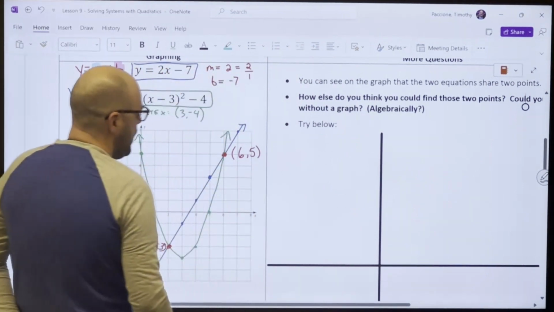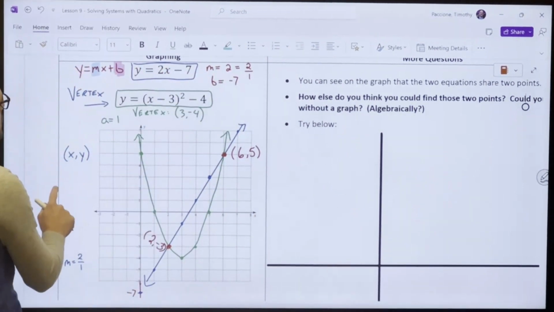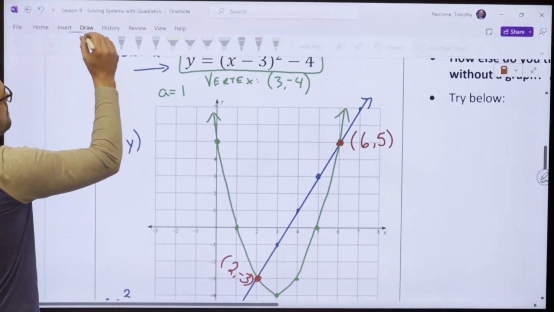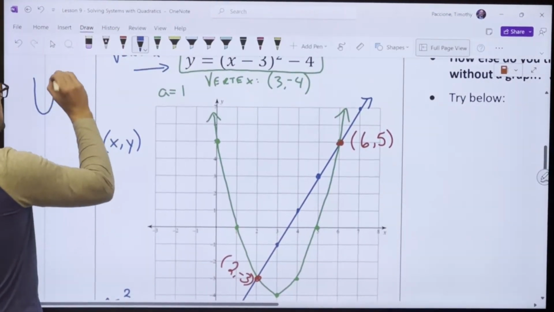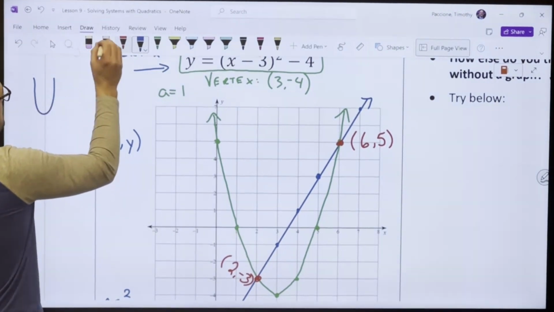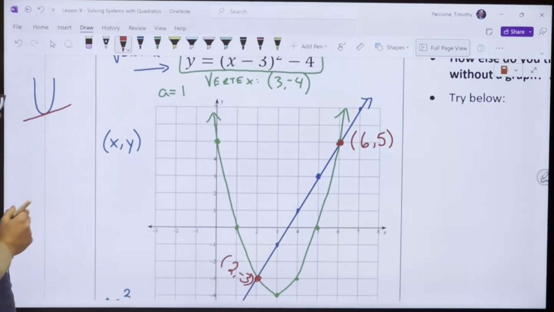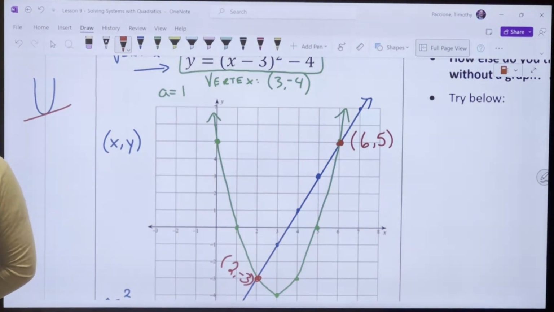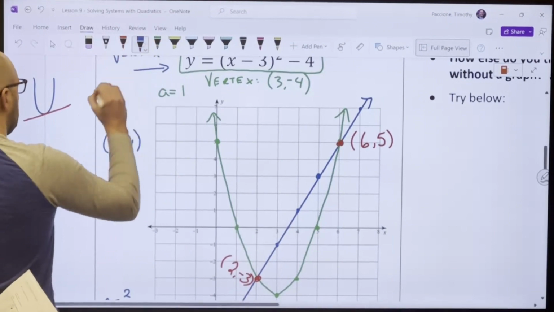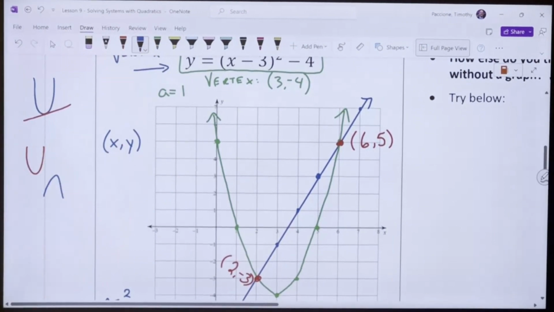Is there any way to have one solution, you think? What would one solution look like? What if I had this and then it just touched it like that? That's one solution, right? Is there any way to have no solutions? They just never touch. And by the way, it doesn't have to be just a line and a quadratic. What if I had something like this, two parabolas that just never intersect?